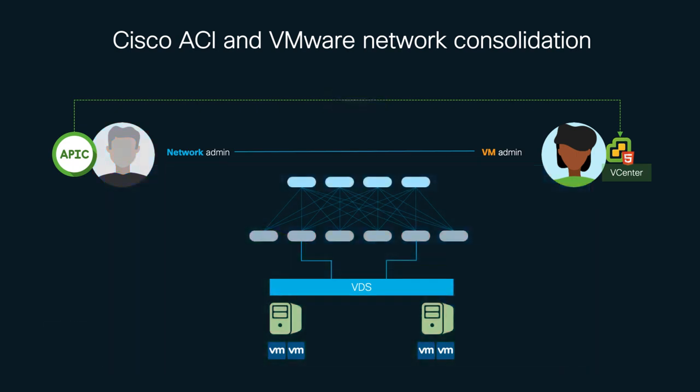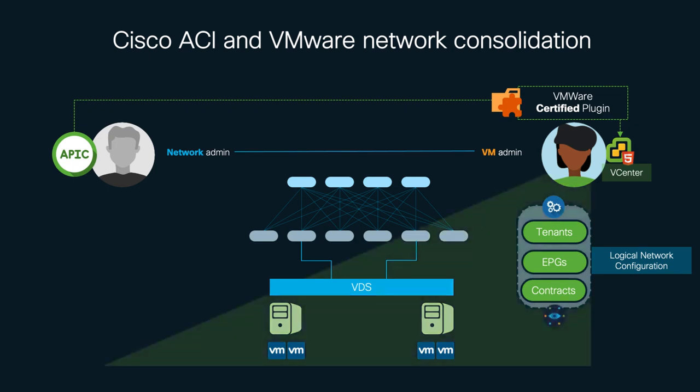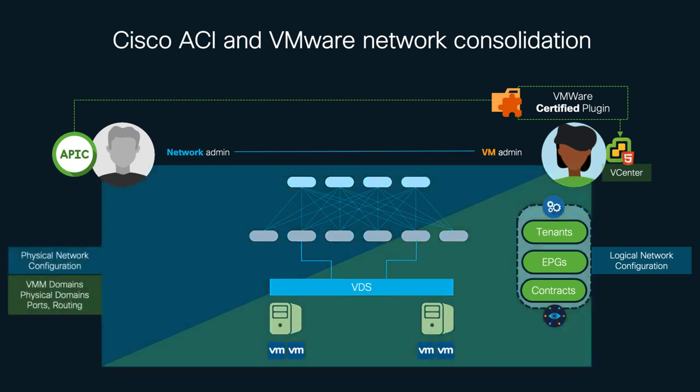But what if you are a VMware admin instead and would like to define your network configuration, including tenants, EPGs, and policies yourself? Well, the good news is that ACI has a certified VMware vCenter plugin that allows you not only to configure the logical network, but also to get visibility into it in case something goes wrong. With this model, you don't have to learn everything the network admin would, since you will only be dealing with the logical network configuration, defining who can talk to whom, and without leaving vCenter.